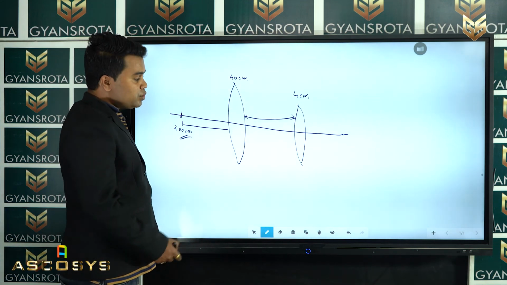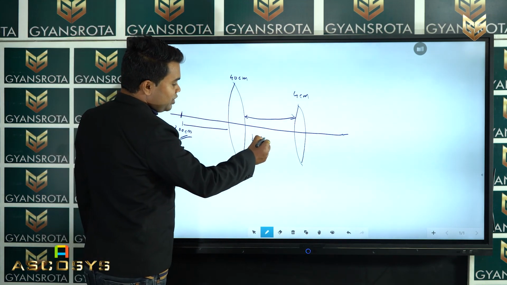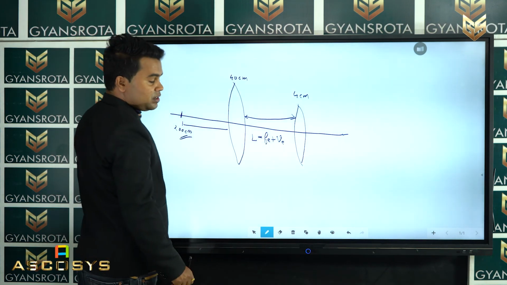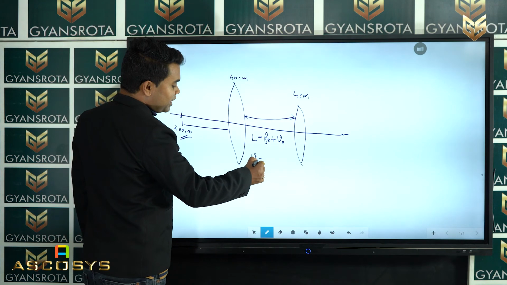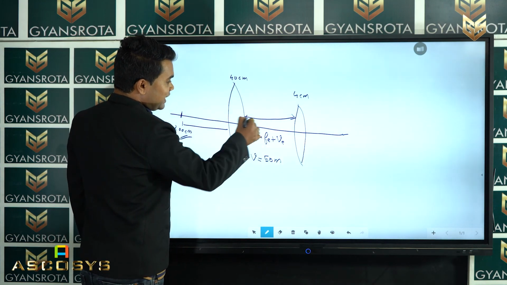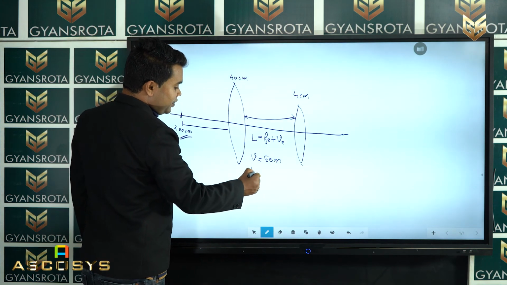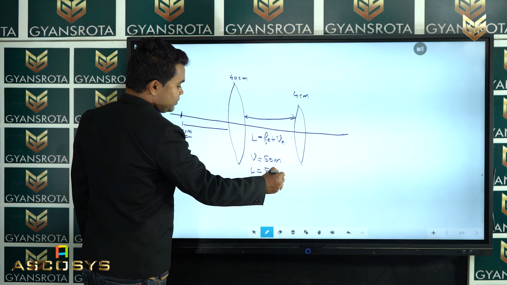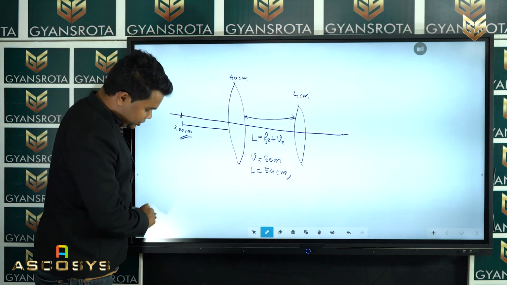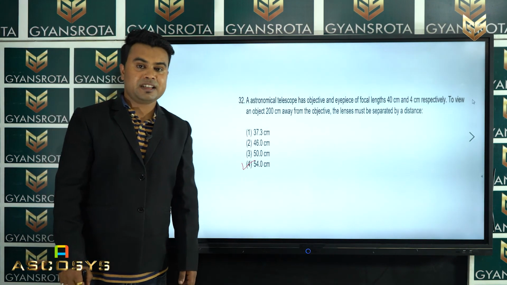So simply you can use the formula L is equal to Fe plus Ve. So the final image, if you see, will be formed at 50 centimeter. Therefore, if you find out the length, L is the length of the telescope, it will be 54 centimeter. So 54 centimeter is the correct answer. Now you search in the options. So number 4 is the correct answer.